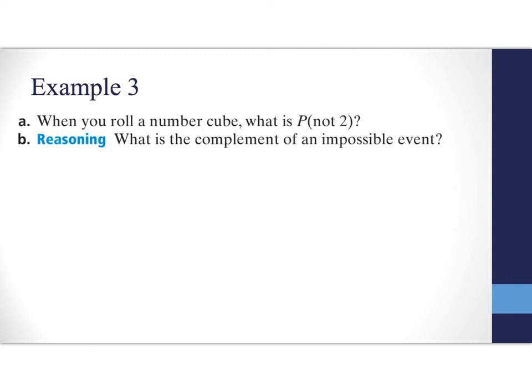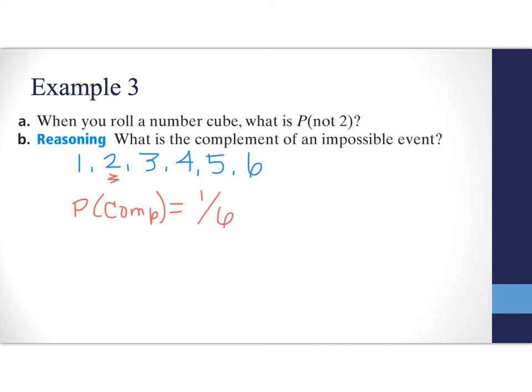So when we look at our third and final example for the day, it says when you roll a number cube, what is the probability of not rolling a 2? So on a number cube, we have 1, 2, 3, 4, 5, 6. Now in this case, it's actually easier to calculate the complement, so I'm going to put the P of my complement, because it's easier, it's quicker. I see I have 1 number 2, so that's going to give me 1 out of my 6 possible outcomes.